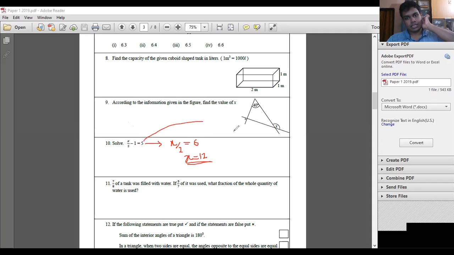The first method is the longer method, making the denominators the same, where x over 2 minus 2 over 2 equals 10 over 2. We have multiplied this and this by 2. So now all the denominators are the same. So the answer will be x minus 2 equals 10 straight away, because the denominators get cancelled off. X minus 2 over 2 becomes 10 over 2, that means the 2s get cancelled off. So x equals 12 again.